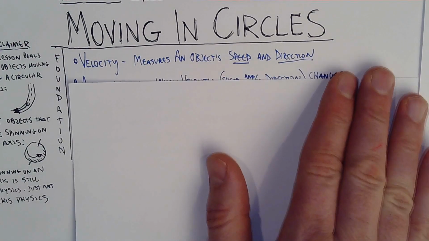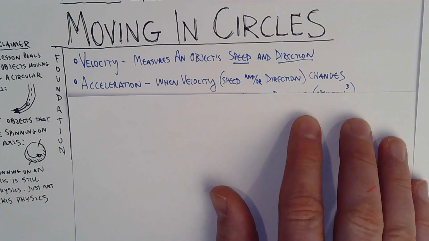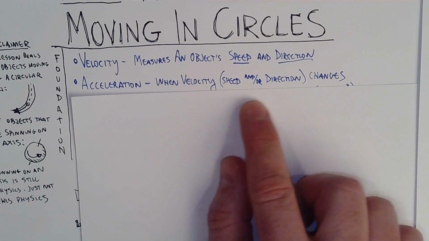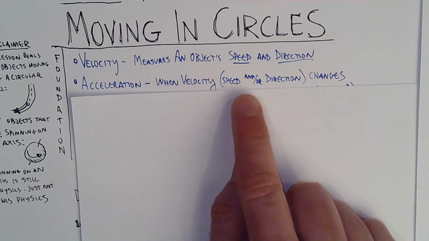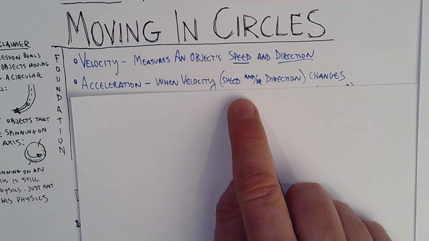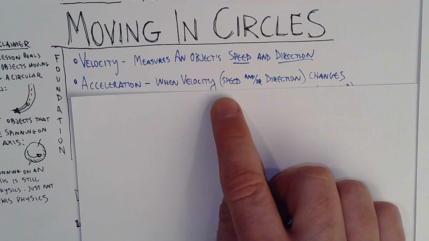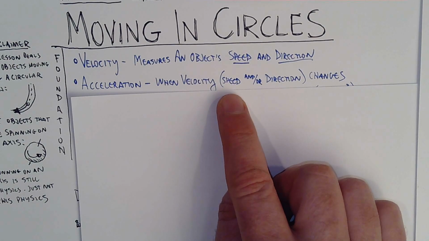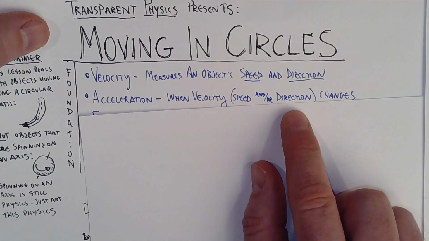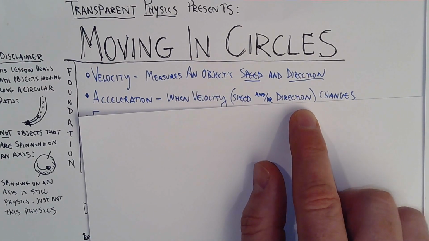Tying that in immediately is the idea of acceleration. Acceleration is when velocity changes. Now, this can be a change in speed, it can be a change in direction, it can be a change in both. For the purpose of this discussion, we're going to assume that the object's speed remains constant when it's traveling in a circular path. But we are going to be changing the direction of its motion.